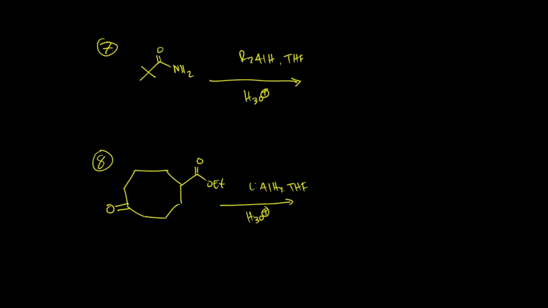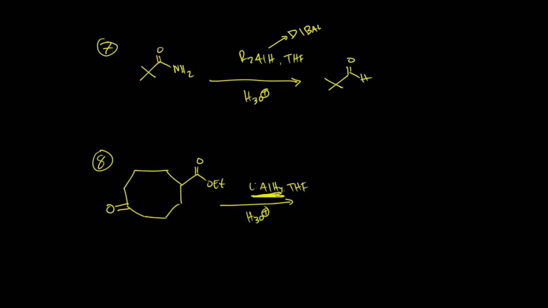Number 7 here, looks like I have R2 ALH. What that means is we're working with dipole. We've already seen this before, but I just wanted to give you this problem in a different kind of context. They could write it out as R2 ALH, they could write dipole, but essentially you should know my amide turns into an aldehyde. For the next one, I have another reducing agent.